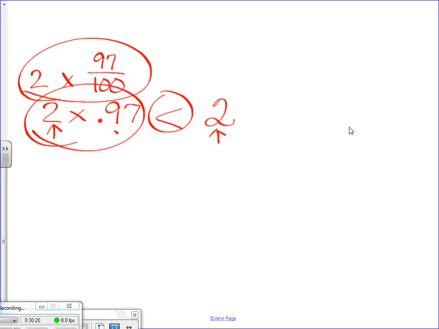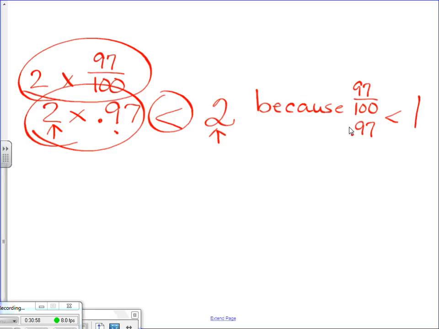This is like 97 cents. Do you have a dollar? No. It's less than 1. So it's less than because this, or this, is less than 1. So if I multiplied it, I would end up with a product less than 2. It wouldn't be much less, but it's still less.